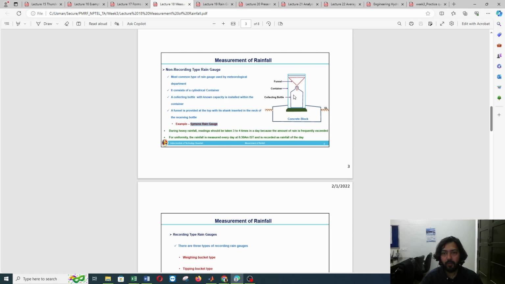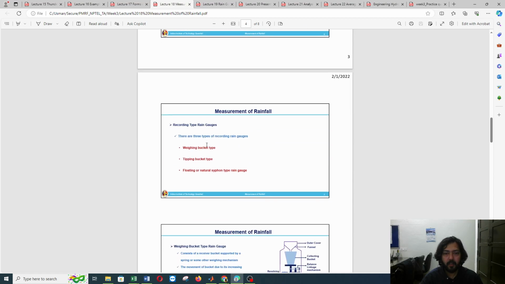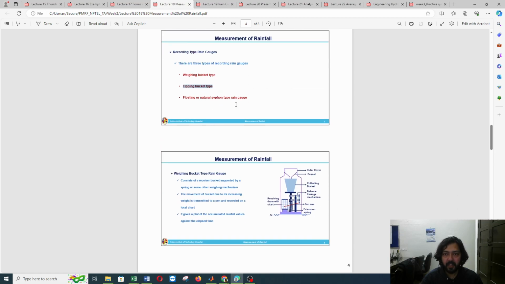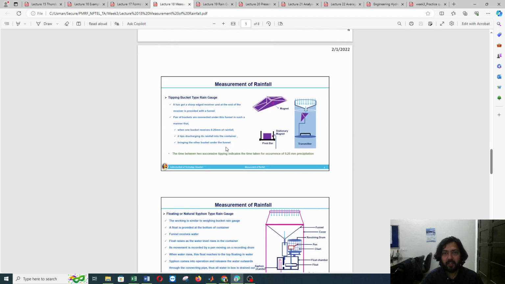The collecting bottle would, in some cases, be completely filled. So these are the limitations. To overcome this limitation, recording rain gauges come into the picture. There are three different types: weighing bucket, tipping bucket, and floating. We know how the weighing bucket works, we know how the tipping bucket works, and we know what the weighing bucket gives us. It gives us the accumulated series versus time. We know the tipping bucket gives us the mass curve. So we have covered everything.